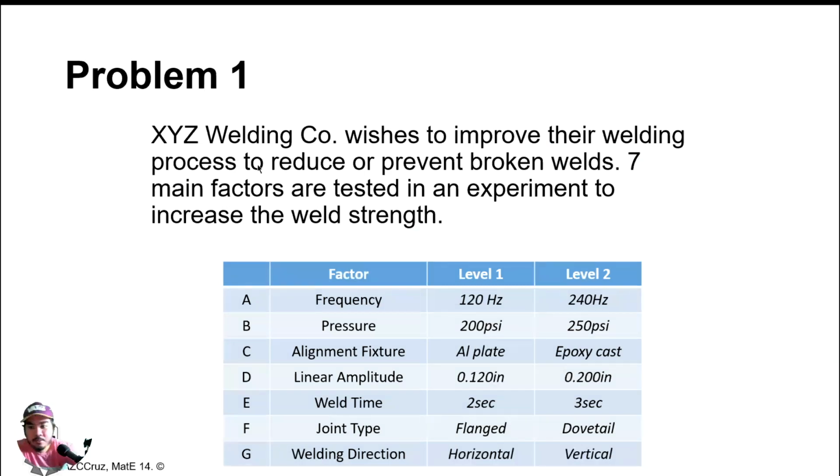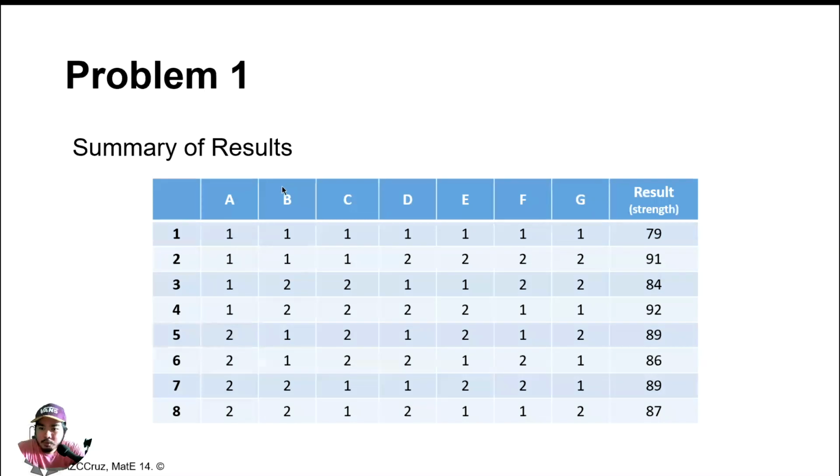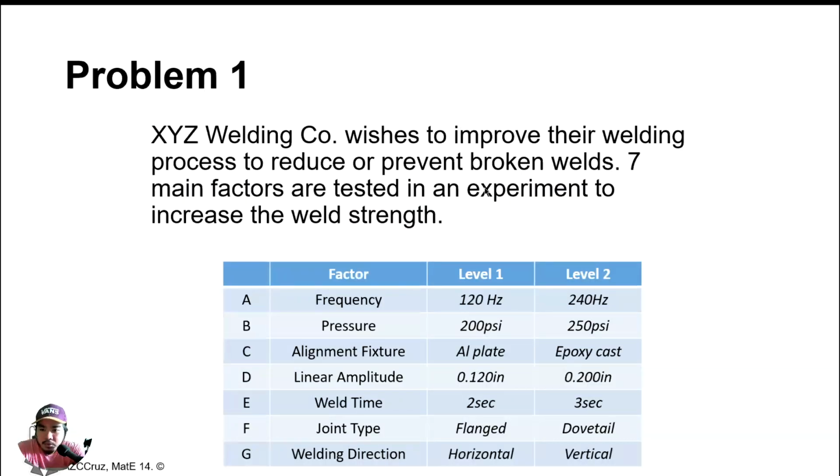Ito yung example natin. This is an L8 2 to the 7 design. Tapos welding company, gusto daw nila improve yung welding process nila to reduce or prevent broken welds. And na-identify nila na meron silang 7 factors to be tested to increase the weld strength. Okay? Tapos ang factors nila is yung frequency, pressure, alignment, linear amplitude, weld time, joint type, tsaka yung welding direction. Okay?